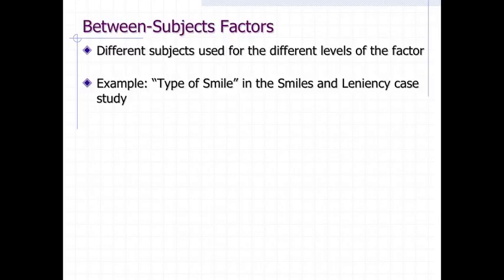In the smiles and leniency case study, the 4 levels of the factor type of smile were represented by 4 separate groups of subjects. When different subjects are used for the different levels of the factor, it is called a between subjects factor or a between subjects variable. The term between subjects reflects the fact that comparisons are between different groups of subjects.